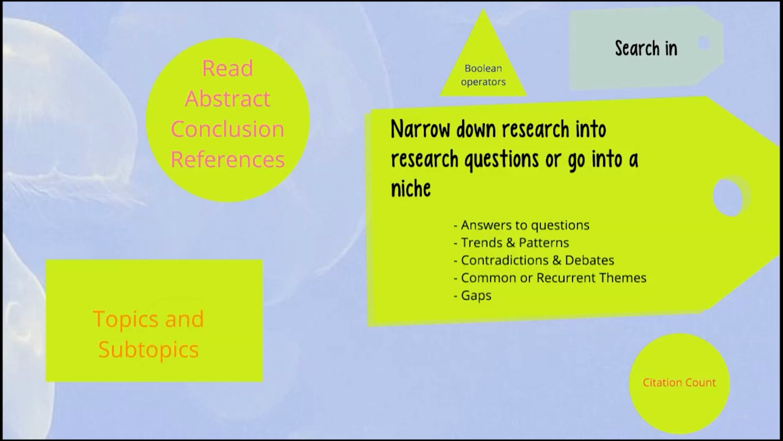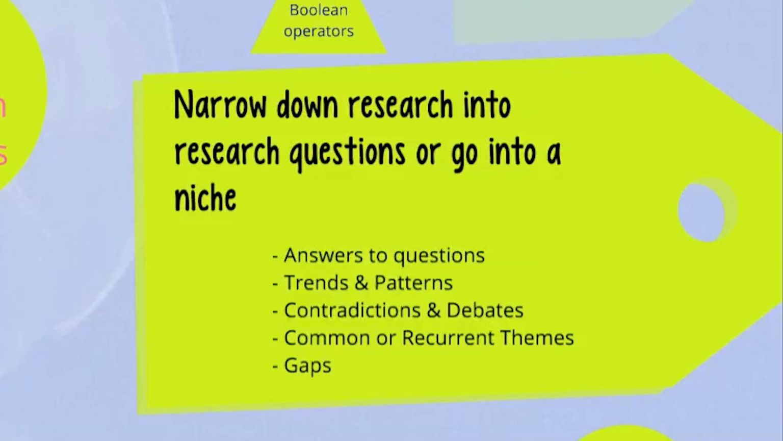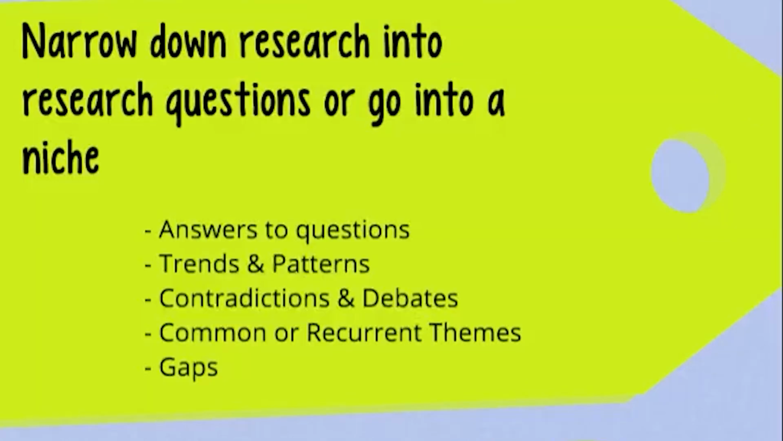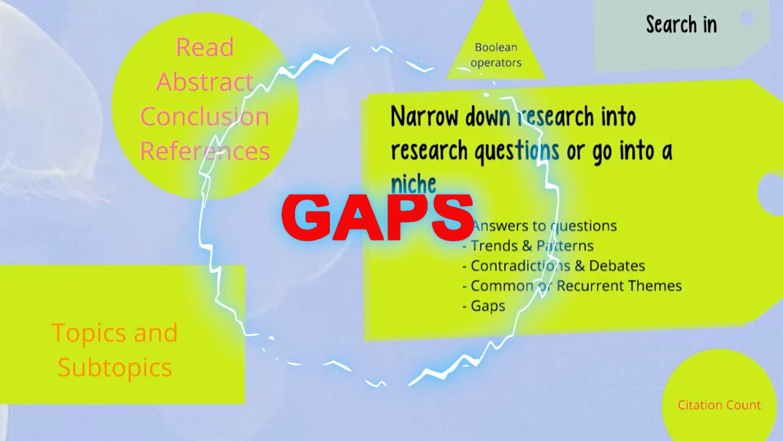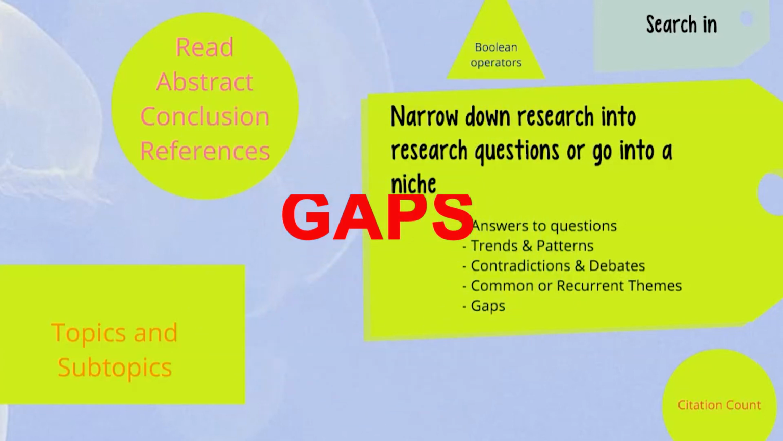Why do we do the research? We do research to find answers to questions, trends, and patterns in the literature relevant to my study. For instance, if we take the impact of social media on teenagers' behaviors, we try to find answers to our research questions. We try to find the trends and patterns. We try to find contrasts and debates, common or recurrent themes, and very important, we try to find gaps in the literature, because I have to provide a literature or a study that is unique and original at the end.